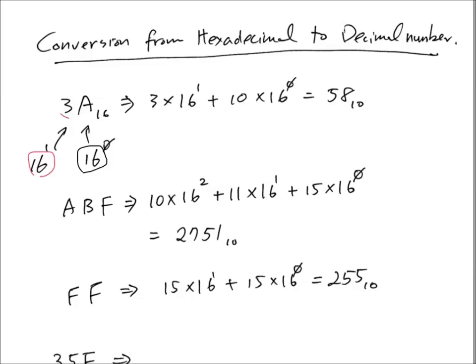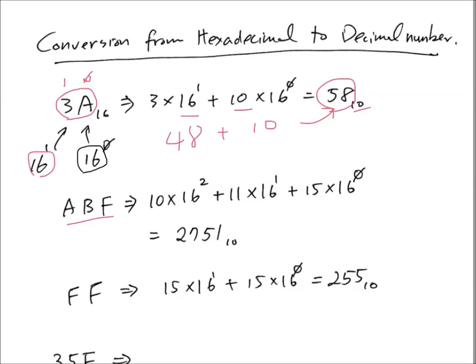Alright, so how about this number 3A? When you have a 3A, again we start from 0 in terms of exponent, and then 1. So this is 3 times 16 to the first power plus, remember A has a numerical value 10, so A is 10 times 16 to the 0th power. So this will be 48, and this will be 10. If you add those numbers, it will be 58 in decimal number.